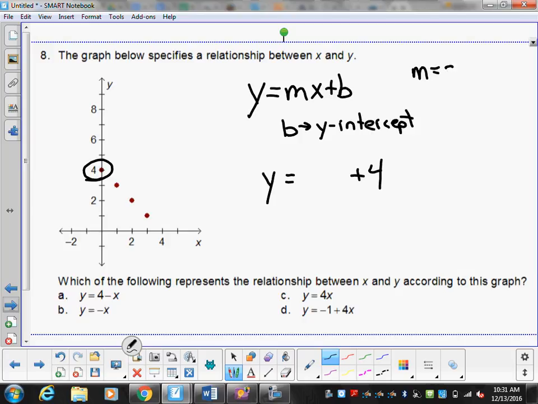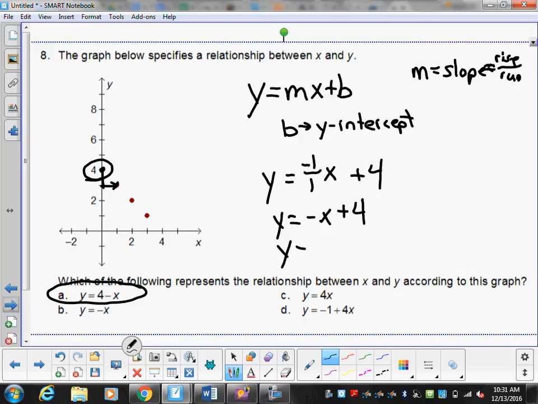and our slope is our rise over our run. And so if I'm going over here at this dot on number 4, to get to the next dot I have to go down 1 and then to the right 1. So that's a negative 1 over 1x. And so we don't usually write that as a fraction, so it's just negative x plus 4. And the only one that's like that is answer choice A. So they will let you do the 4, still positive, and the minus x. So answer choice A is the correct answer on that one.